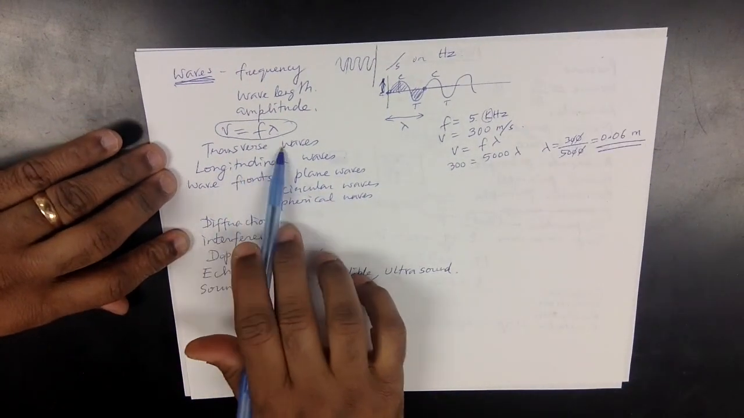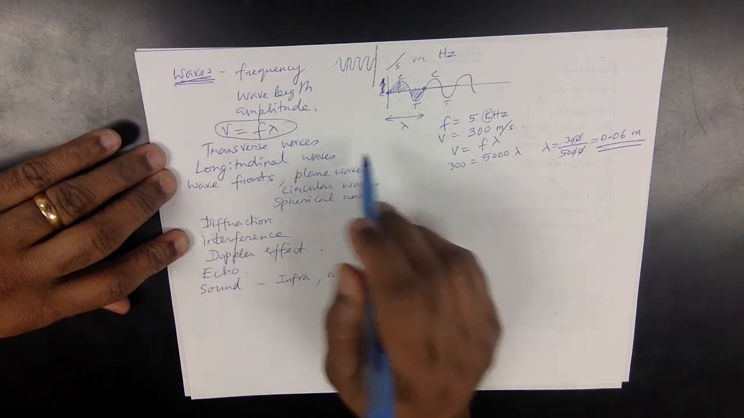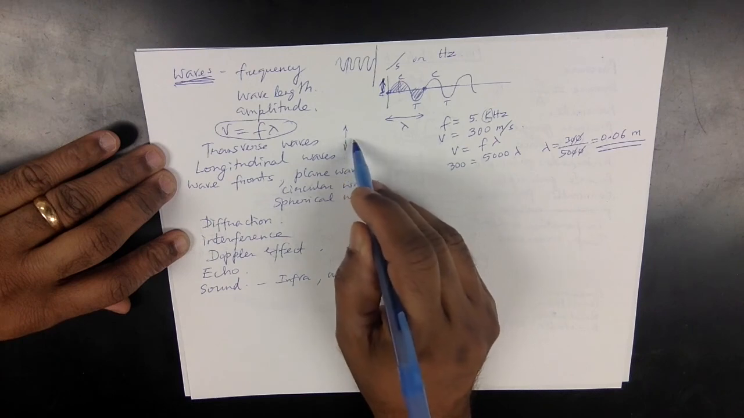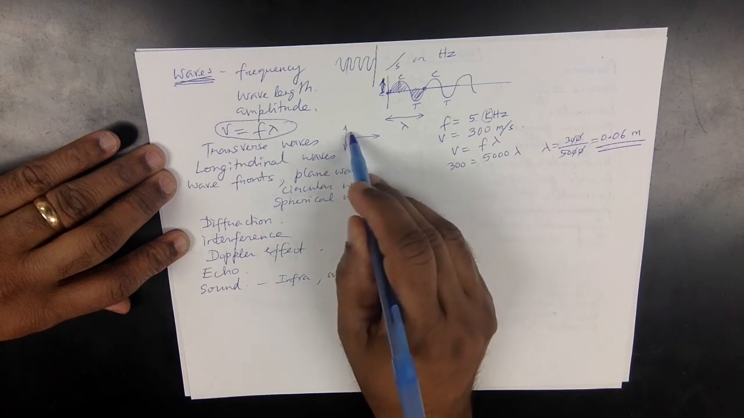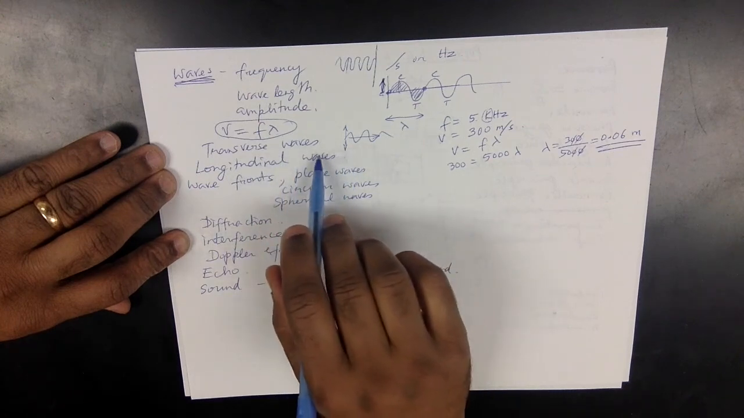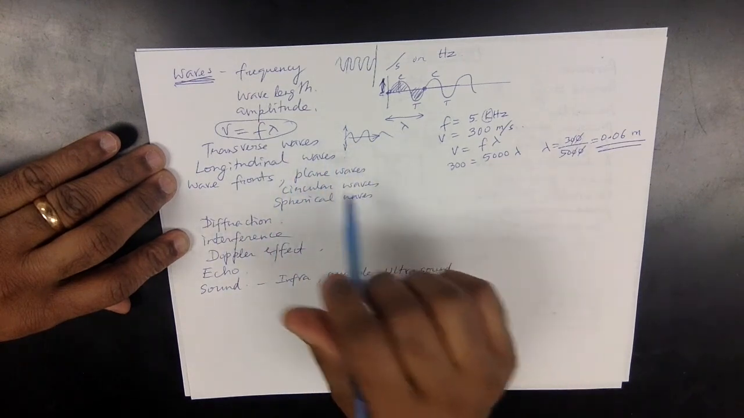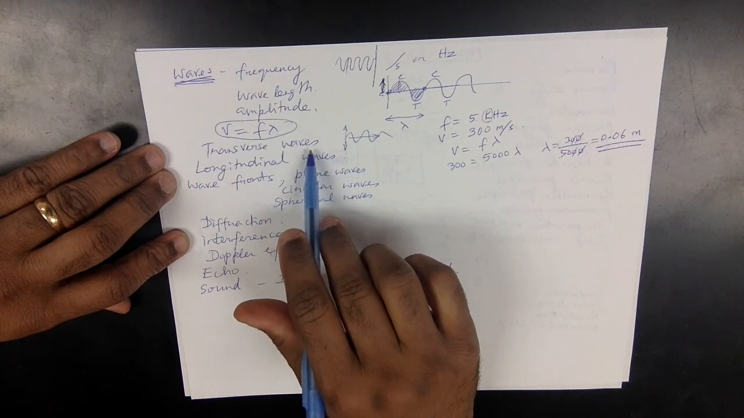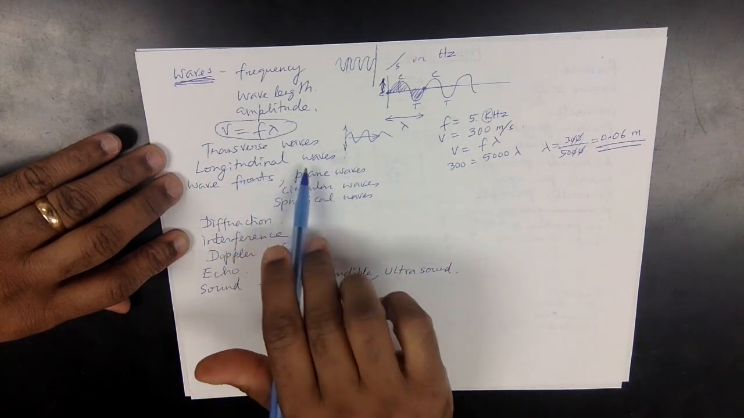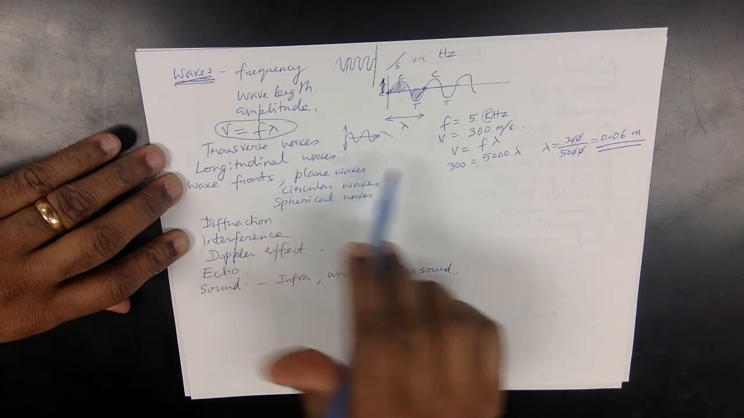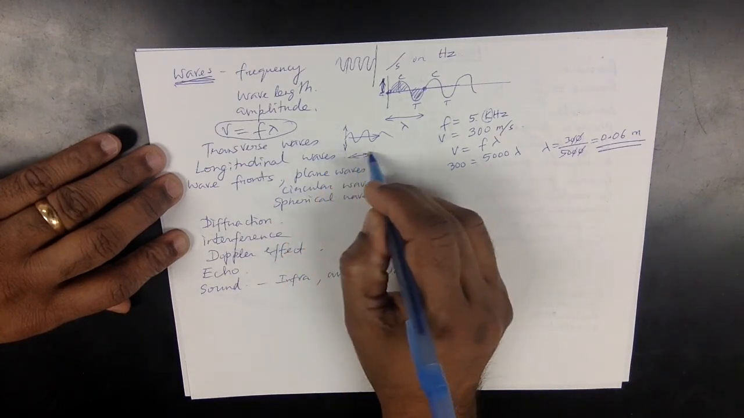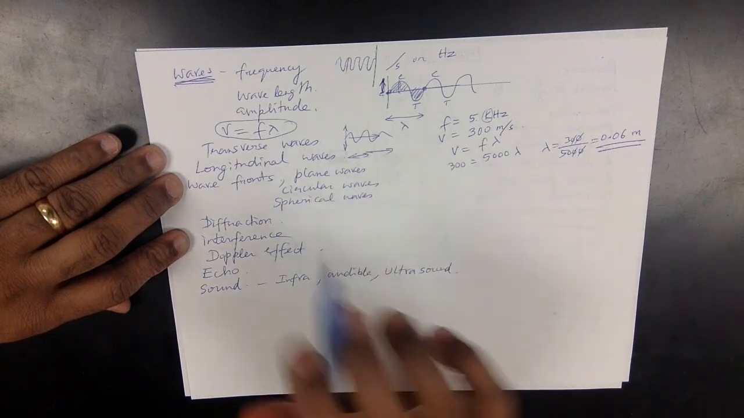And then of course, what is a transverse wave? A transverse wave is where the wave particles move up and down, but the wave goes forward like that. So waves on strings, guitar strings, waves on a rope, waves on water, they're all transverse. Longitudinal waves are sound waves. Sound waves are longitudinal because the particles vibrate parallel to the direction of motion of the wave.